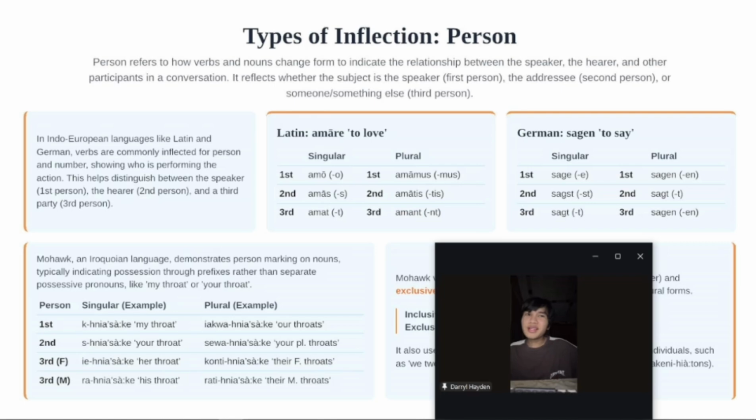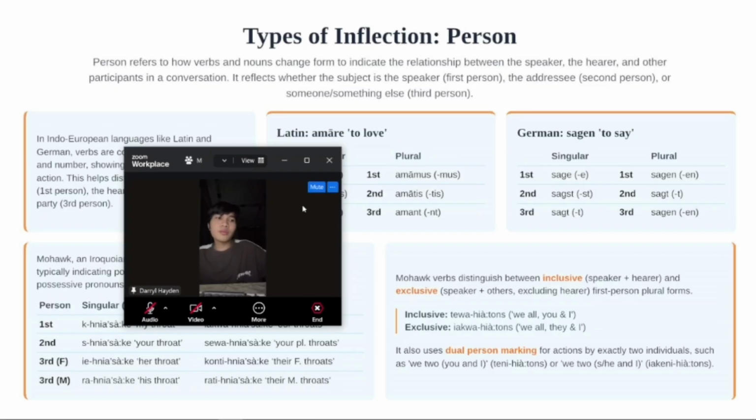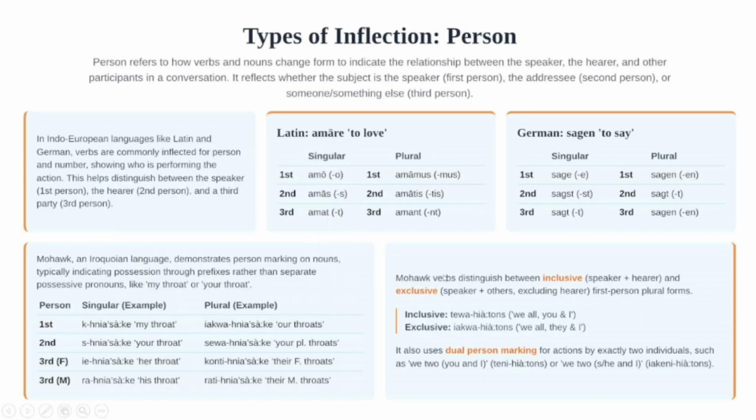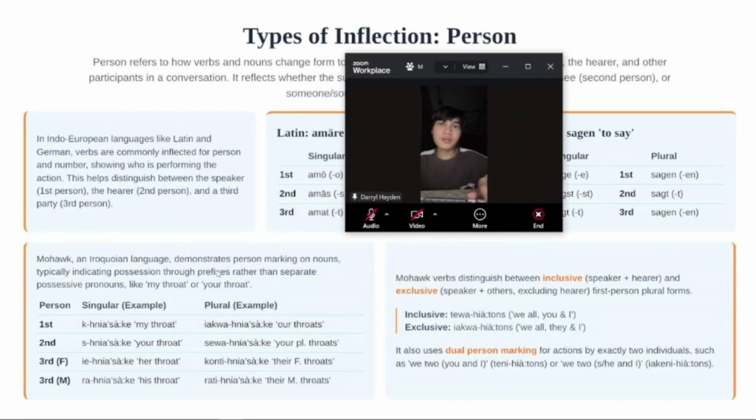So it really is kind of different than English, like they change the verb instead of us changing the pronoun, right? As you can see, in English we change the pronoun, but in Latin and in German, they change the verb. And other than that, they also have Mohawk, an Iroquoian language, which demonstrates person marking on nouns.